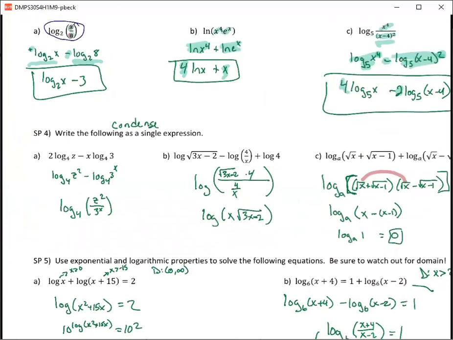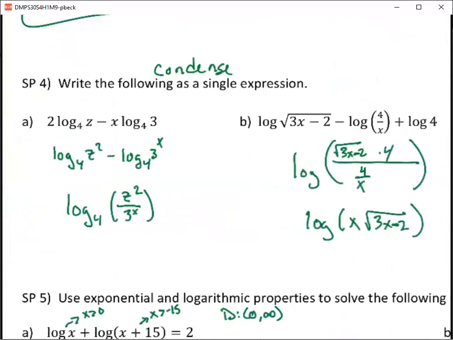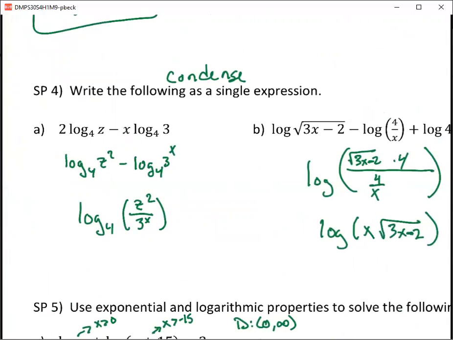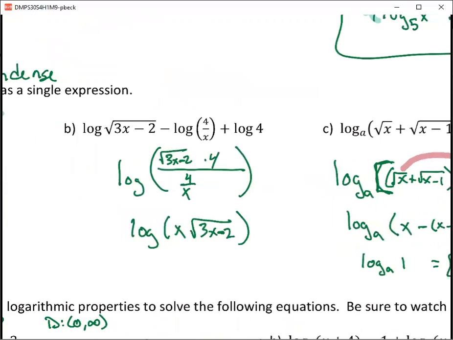And if we can expand, we can certainly condense, bring it back together. So when we condense, log base 4 of z, if I take that 2 and bring it up as an exponent, looks like so. Bring the x up as an exponent, looks like so. Now I have two terms of logarithms. I can join them into one big logarithm with the same base. And in that one big logarithm, we know that z squared is in the numerator, 3 to the x is in the denominator because of the negative.